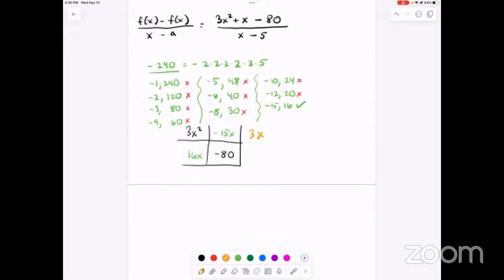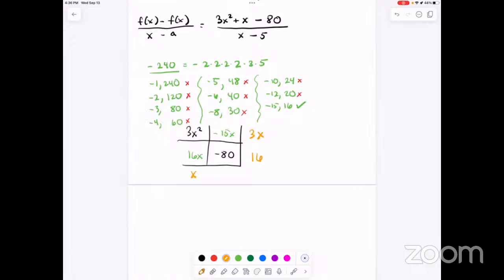What do the two on the left have in common? It looks like they both have just the x. And what do the two on the right have in common? Is it 15? 60 plus 30? No. Is it 5? Is it 4? No. Is it 5? I think it might be a negative 5.